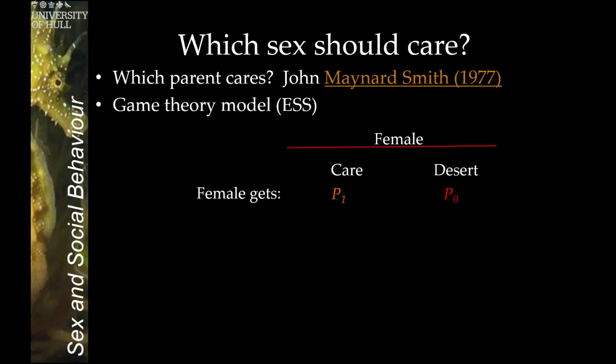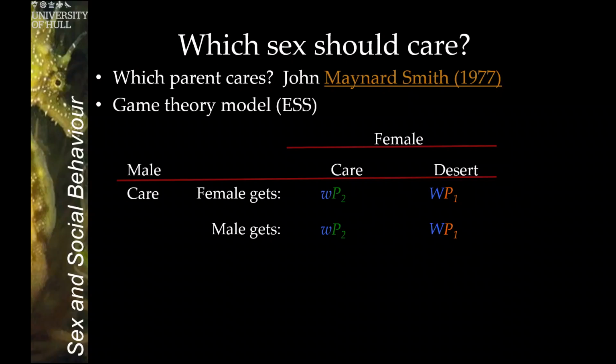So hang on. P1 is the offspring's probability of survival if the female cares, and P0 is the offspring hatching success if she deserts. That is, the number of offspring hatching with one parent and the number of offspring hatching with two parents. But at the same time, if she cares, she can lay a smaller clutch. That stands to reason. She's expending effort on caring, she can only lay fewer, so that's little w. And if she deserts her offspring, she can lay more eggs, big W. Right? So, reasonably simple so far.